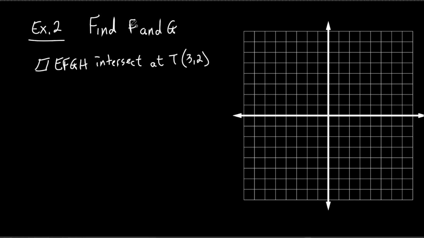Here's what it says. Find point F, the coordinates of F. So I need to find what the point is, 3, 2, negative 5, 1, whatever, okay? And then I also have to find the coordinates of point G. Now, they tell you that you have a parallelogram, EFGH, and it intersects at, and they tell you something else too, don't they?